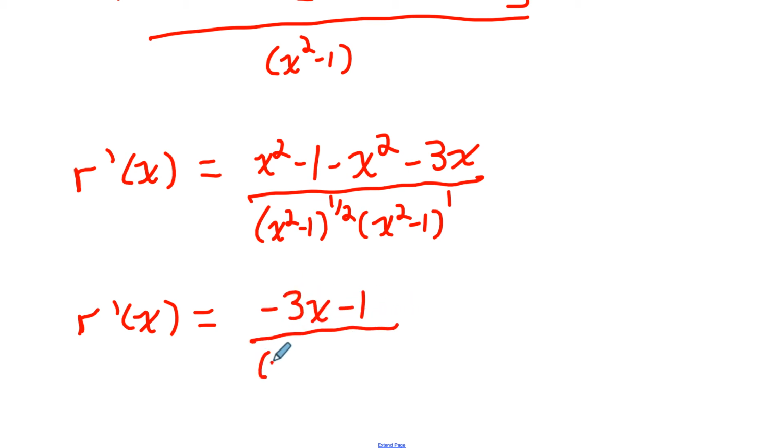All over x squared minus 1. Since those are powers with the same base being multiplied, I keep the base and add the exponents. 1 over 2 plus 2 over 2 is 3 over 2. And there's my final answer for the derivative.